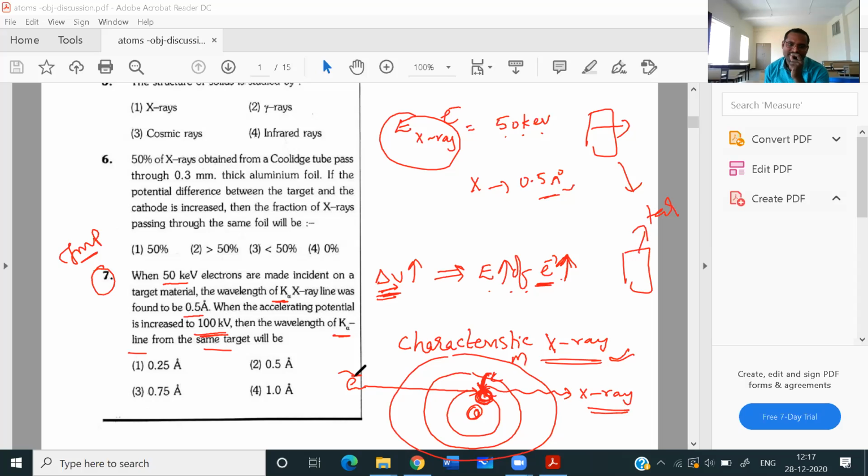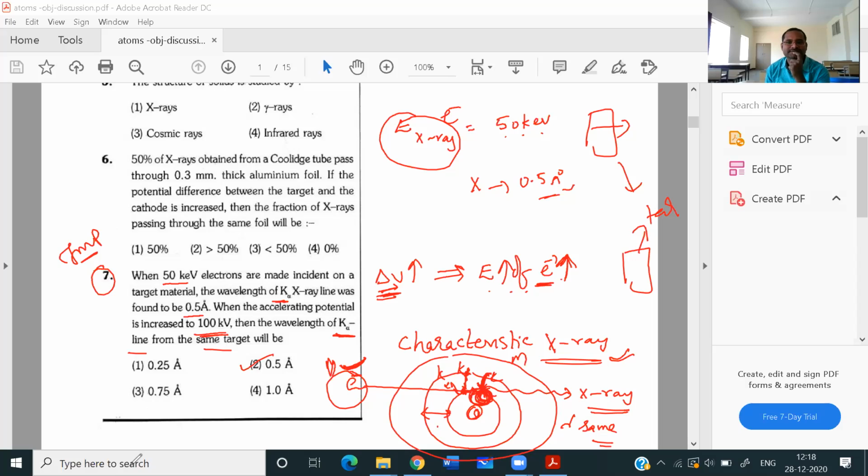Now, whatever the energy of this incident electron, whether we increase or decrease the energy, they will create a vacancy only here. Here they are asking about the K alpha line. In the previous case also K alpha line, in this case also K alpha line only. K alpha line means an electron is coming from the second energy level to the first energy level, from a higher energy level to the K shell. When the energy gap between these two is the same, the wavelength of radiation is also the same, so the wavelength remains 0.5 angstrom.